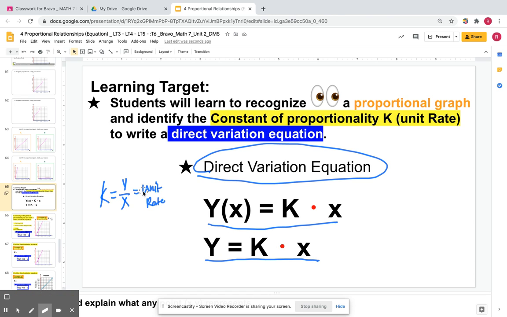So essentially, what you're basically doing for problem number 5 is finding the letter k and then just writing it as an equation. So let me go over a few examples.